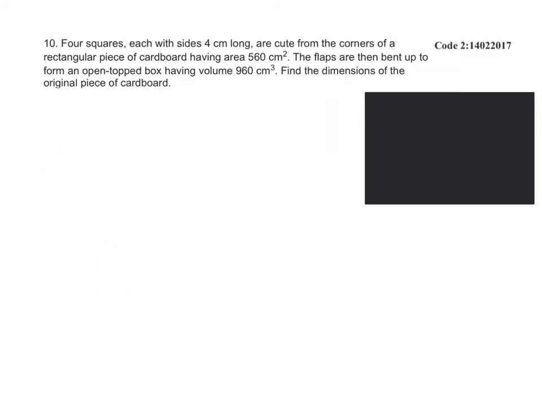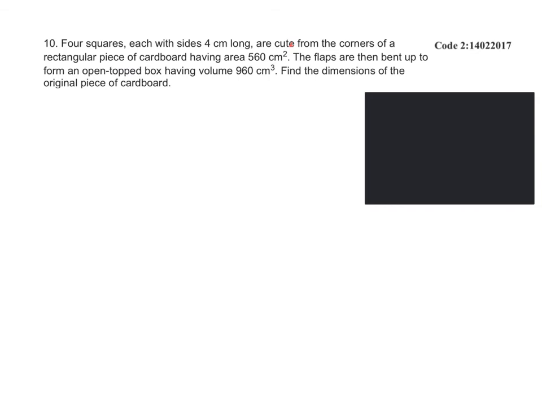All right, last problem. This is a bit involved, so stay with me on this. 4 squares, each with sides 4 centimeters long, are cut from the corners of a rectangular piece of cardboard having area 560 centimeters squared. The flaps are then bent up to form an open top box having volume 960 centimeters cubed. Find the dimensions of the original piece of cardboard.